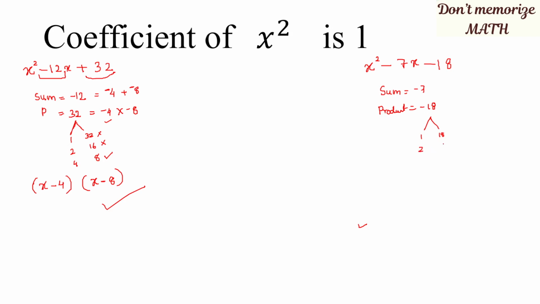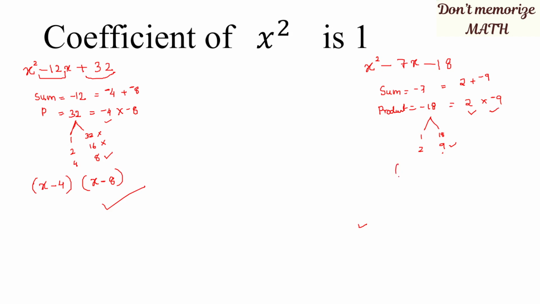So 2 and 9. 2 minus 9 is minus 7 and 2 times 9 is 18. Yes, this is the correct pair, 2 and 9. So we have 2 times 9 is 18, but we have negative 18. Let's see which one will become negative. Here minus 2 plus 9 is not negative 7. So it must be 2 plus minus 9. So minus 9 plus 2 is minus 7. So 2 times minus 9 is minus 18. So the numbers are 2 and negative 9.